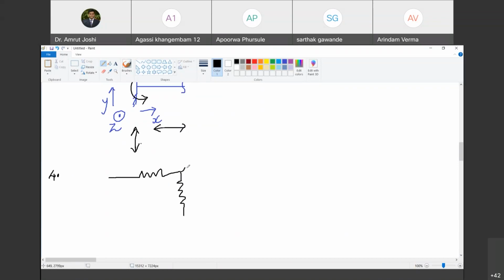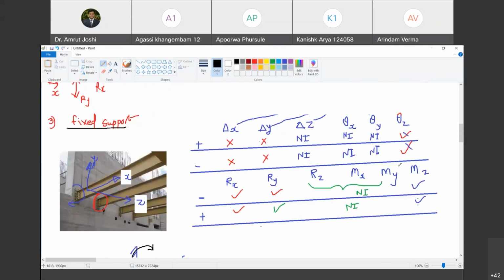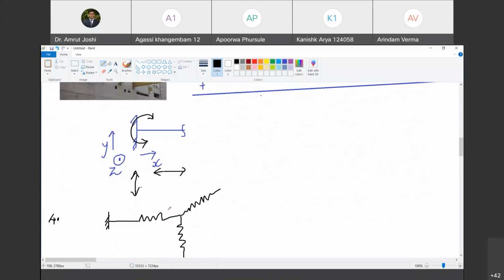Excuse me, sir. Yes, go ahead. Sir, could you please just show the parameters for the hinge support, fixed support once again, sir? This one. Second. Yes, sir. Thank you.